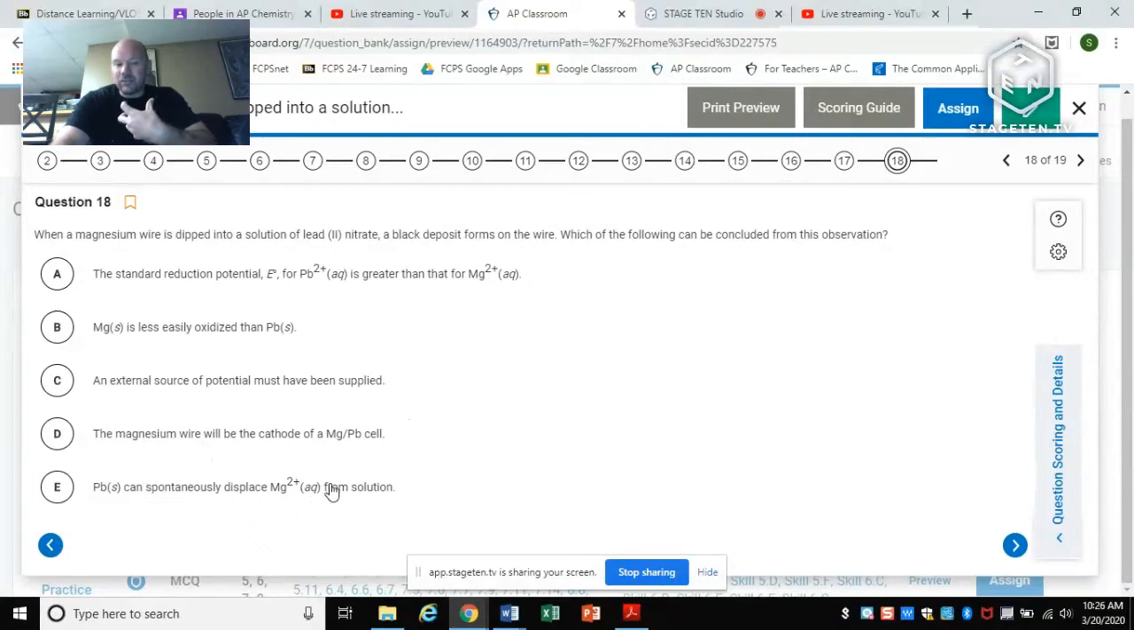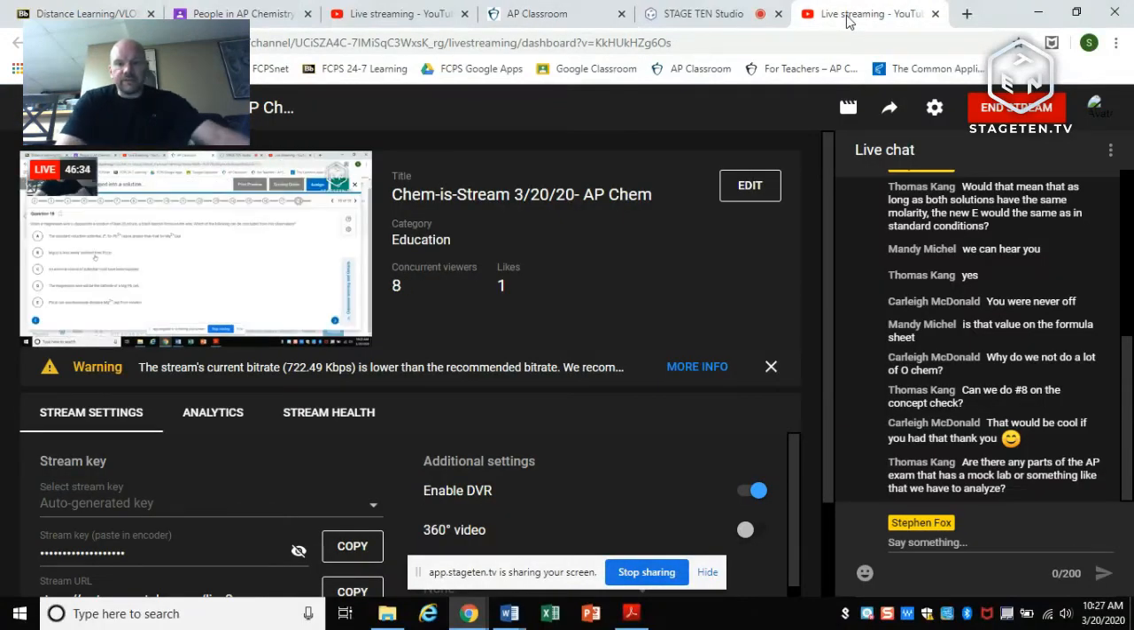That answer looks kind of good, but it's not. The lead solid isn't displacing magnesium 2 plus. It's lead ions forming lead solid, replacing solid magnesium and kicking it into the solution. They're not displacing in the solution. So it comes back to A. It makes sense. Lead is being reduced and magnesium is being oxidized. So that means lead's reduction potential is greater than magnesium's reduction potential, because lead gets reduced and magnesium ends up being oxidized. Okay. All right. What else? Anything else?